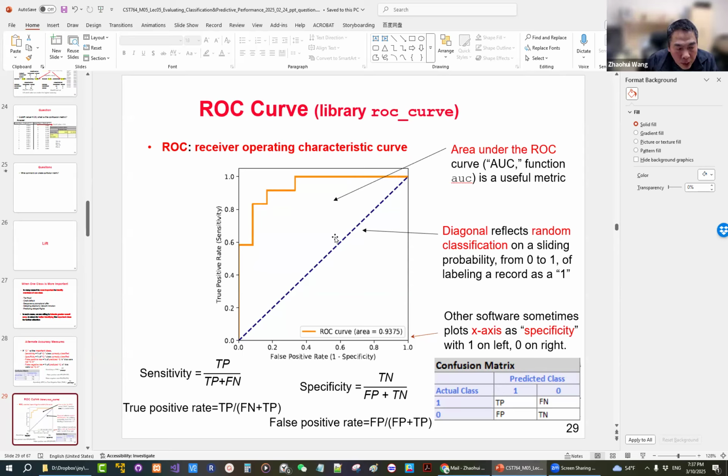The diagonal dashed line is for random classification, where every case has the same possibility, a 50% possibility, maybe or maybe not. But actually, it's not random. We will have a curve like the orange colored plot.